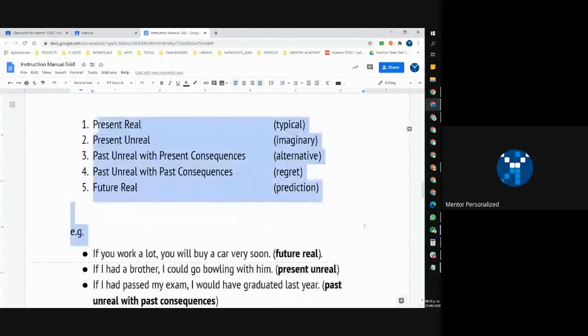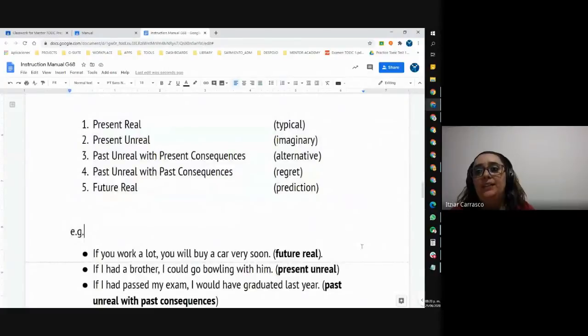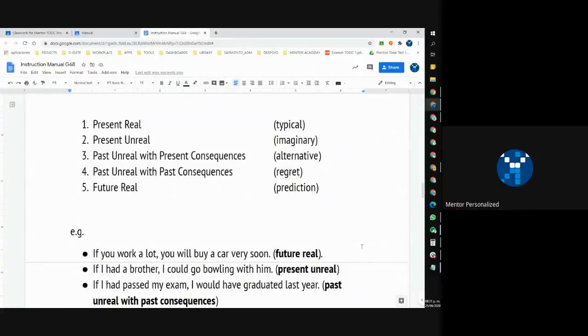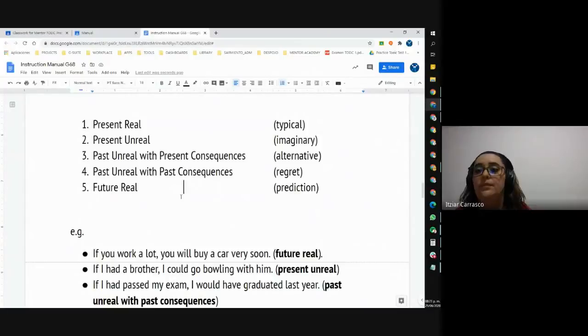Can you read the list, please? Present real, typical. Present unreal, imaginary. Past unreal with present consequences, alternative. Past unreal with past consequences, regret. Future real, prediction. Very good. So we have 5 conditional forms: 2 for the present, 2 for the past, and 1 for the future. 2 of them are real and 3 unreal.